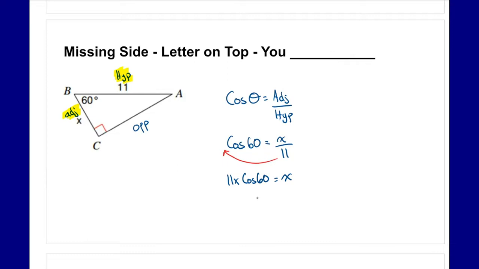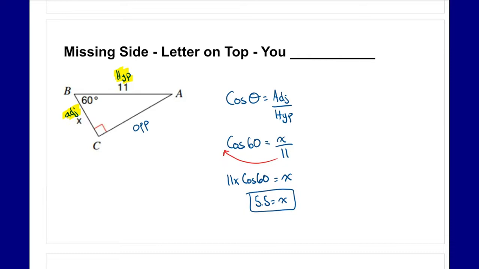And in our case, we should get 5.5 as our opposite length. So we've done two examples where the missing piece is on top. What have we been doing? What's the consistent thing that we're doing when we're solving this? Aside from plugging information in, aside from getting an answer, what's the one step we're doing when we're rearranging?